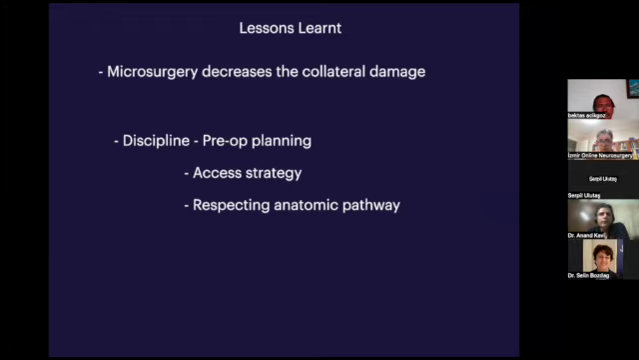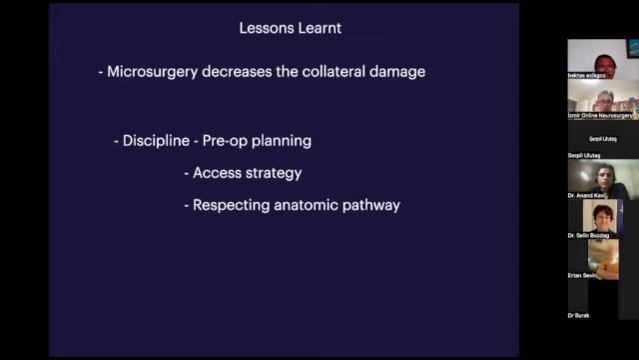So we had to, first of all, define which level to operate. We had to put a marker on it. We had to take a preoperative X-ray so that we don't do a wrong level surgery. Then we had to decide on the access strategy, what exactly our pathology is, whether I would do an interlaminar approach, whether I would go for a paraspinal approach, how extensive my approach would be. And then we understood the importance of respecting the anatomical pathway.